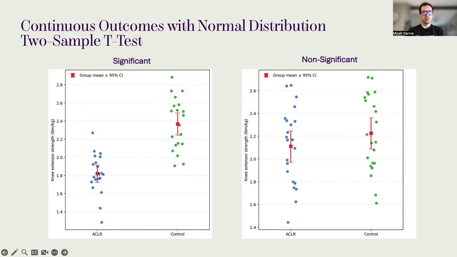Here we're looking for whether those means overlap each other. On the left, we get a p-value less than 0.05 because the average knee extensor strength of the ACL reconstruction group is lower than that of the control group, resulting in a significant difference. The example on the right, though, shows that there's overlap between these mean values, which indicates no significant difference, and you would have a p-value greater than 0.05.